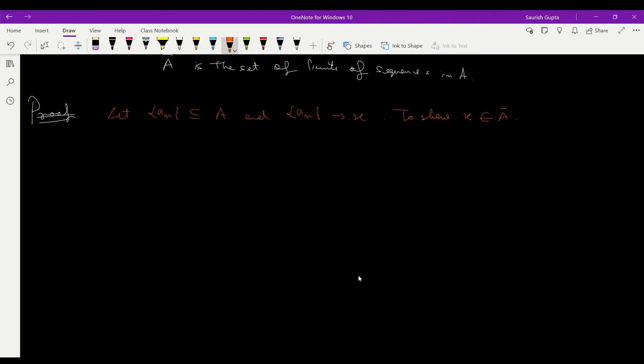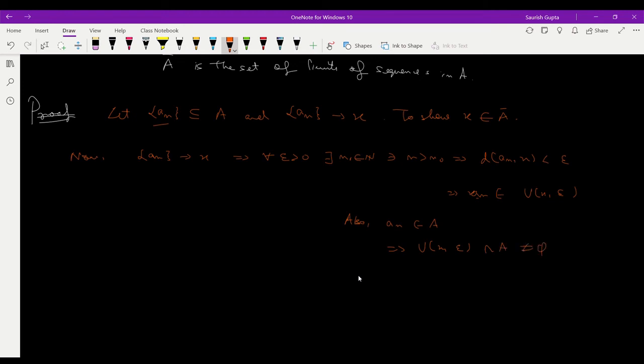Now see, this statement basically implies an converges to X implies for all epsilon greater than 0 there exists n naught in the natural numbers such that n greater than n naught implies distance between an and x is less than epsilon, or we can say that an belongs to the open ball with center at x and radius epsilon. Also an belongs to A, right? Because this is itself a sequence of A, so elements will obviously belong to A. So this implies the open ball B(x, epsilon) intersection A is non-empty. So this implies X belongs to A closure. This is derived from the definition of closure of a set, right? So this one is proved.